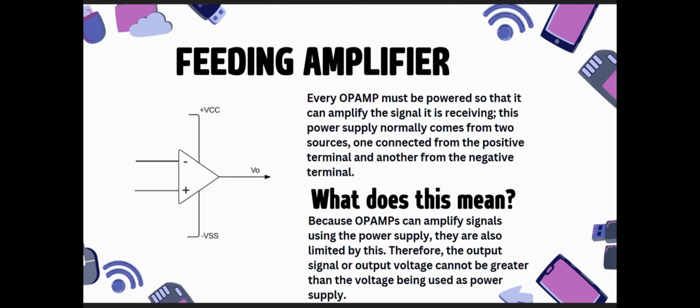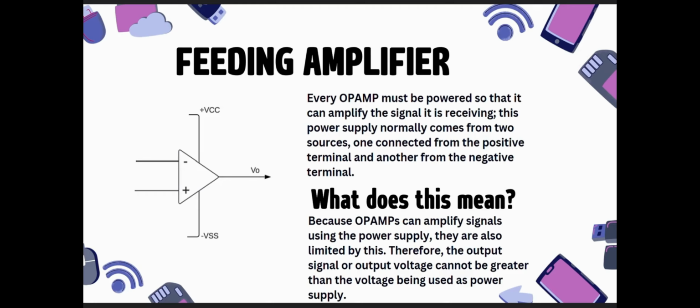Every op-amp must be powered so that it can amplify the signal it is receiving. This power supply normally comes from two sources, one connected to the positive terminal and another to the negative terminal. As we can see in the image, this amplifier is receiving two power supplies which are called plus VCC for the positive input and minus VSS for the negative input.